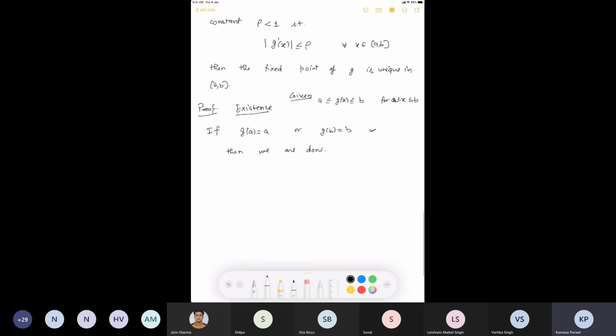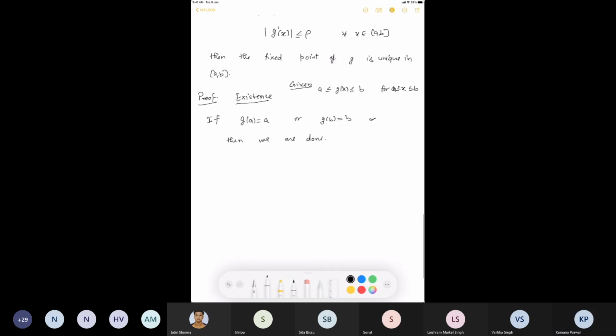So we assume that g(a) is strictly greater than a and g(b) is strictly less than b.